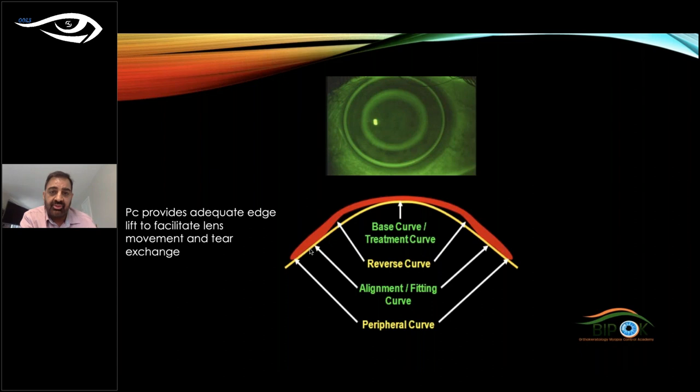And the final curve, which we also have to look at, is the peripheral curve. The peripheral curve provides adequate edge lift to facilitate lens movement and tear exchange. If you were fitting RGP lenses, that is very, very easy to understand. Plus the alignment curve. Those two are actually in the original RGP lens fitting.